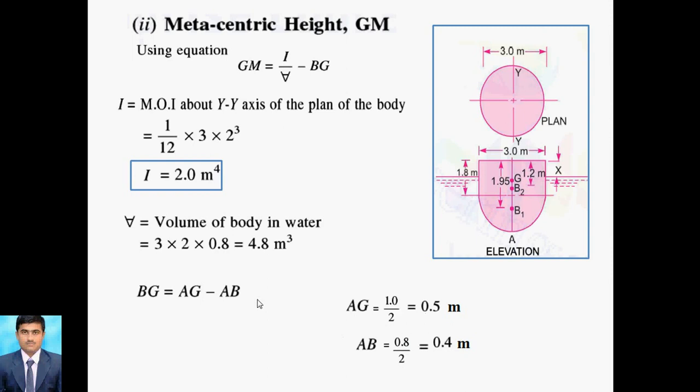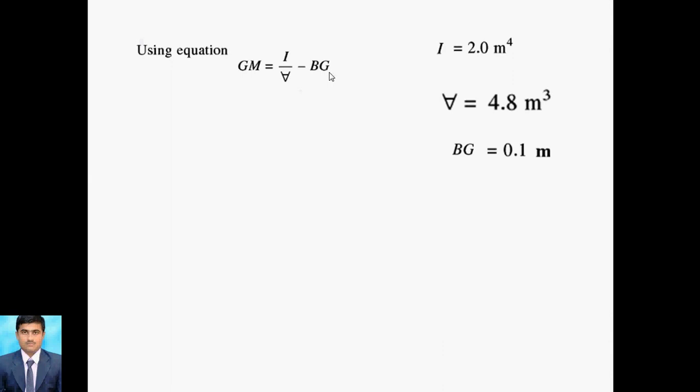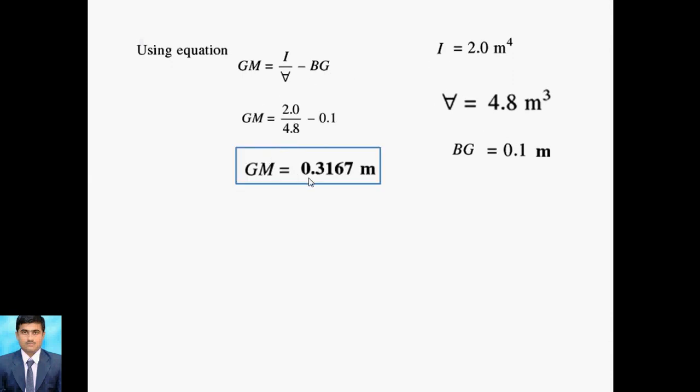After putting the values of AG and AB, we get the value of BG. Then we put the value of I, BG, and V, and find out the GM value. As you know, I is 2, V is 4.5, BG is 1. After putting in the values, the GM value is 0.3167 meter. This is the formulation for metacentric height. Here also the value is positive, that's why M is above and G is below. So this is the stable condition indicated by the value.